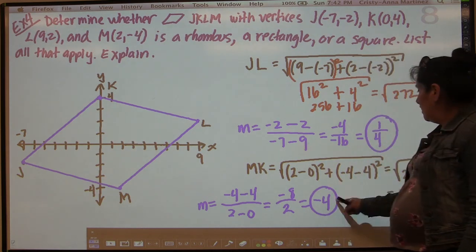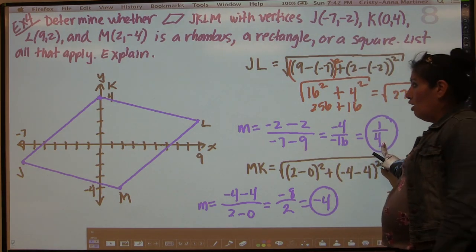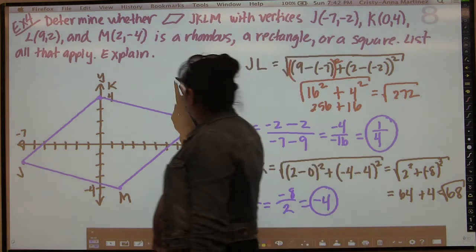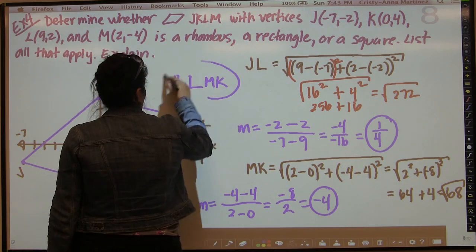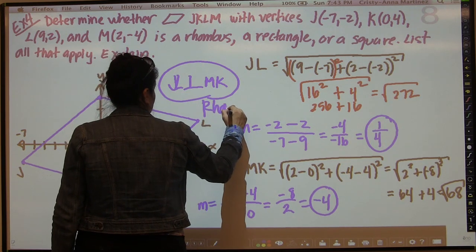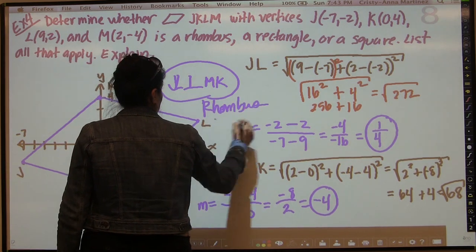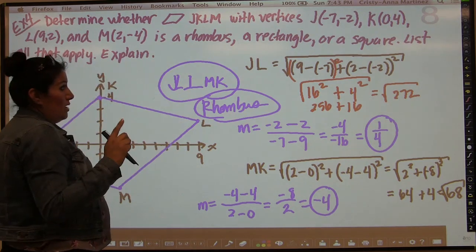And since these are negative reciprocals of each other, they are perpendicular. So JL is perpendicular to MK, and therefore this figure is a rhombus. It is not a rectangle, not a square, because the diagonals were not congruent.